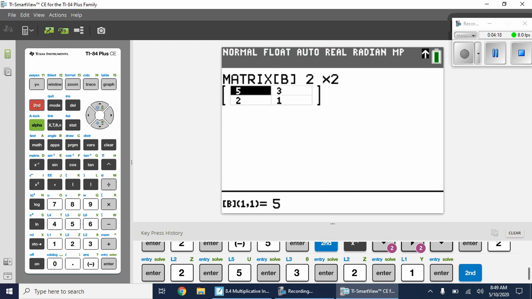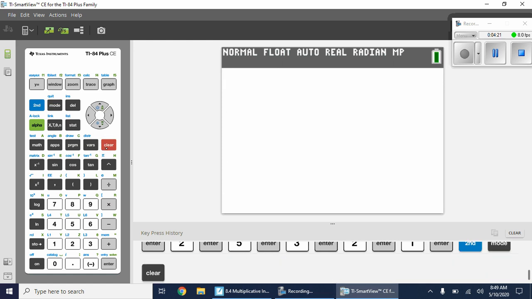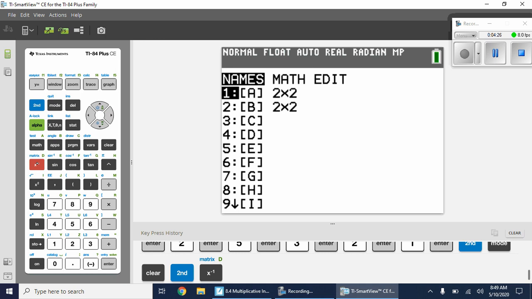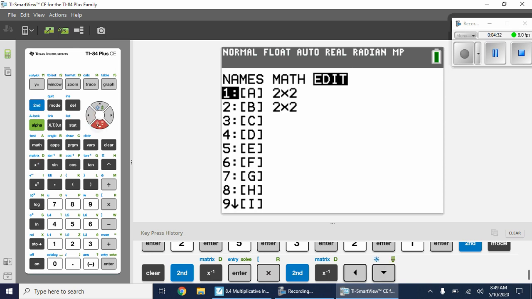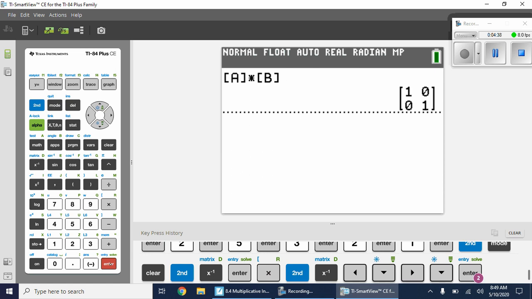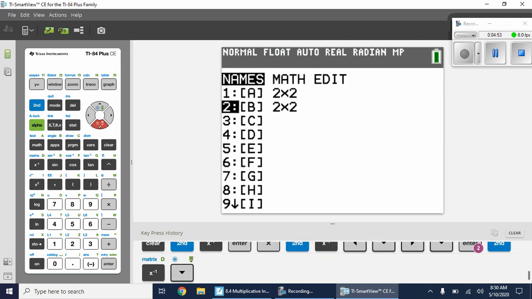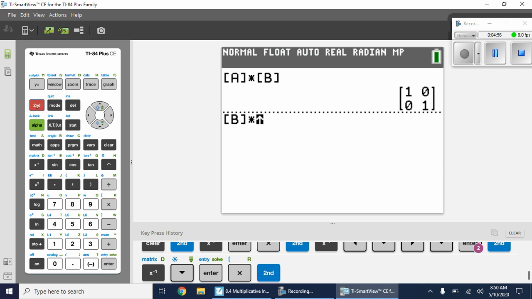So go back to the home screen, clear everything out, and then second matrix. Don't edit now, just hit names. Matrix A times second matrix, go down to B, enter. When we multiply them, you see we get the ones down the diagonal from the top left. Everything else is zeros. That works out perfectly. And while we're here, second matrix, let's do it the other way. Matrix B times second matrix A, enter.